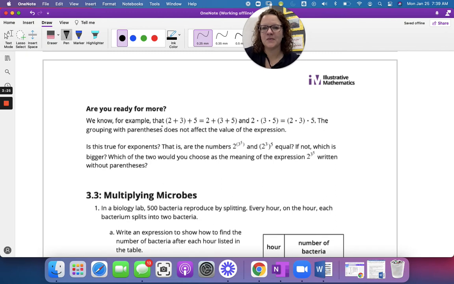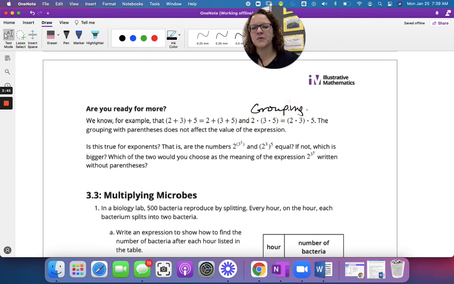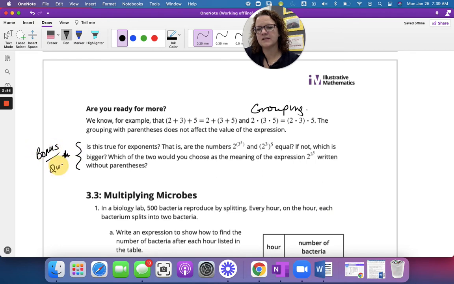We know, for example, that 2 plus 3 plus 5 equals 2 plus 3 plus 5 with different grouping. It's our associative rule of addition. It's just grouping, so I'm grouping it in different ways. This grouping with parentheses does not affect the value of the expression. Is this true for exponents? Go ahead and dive into that, and I'll give you a bonus point on the next quiz if you email me.